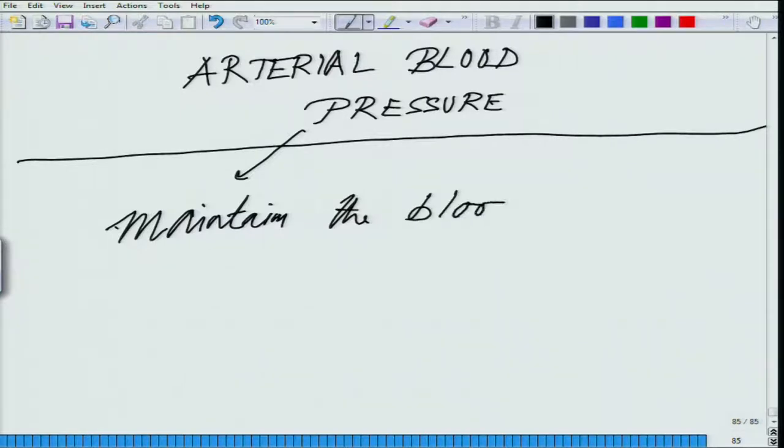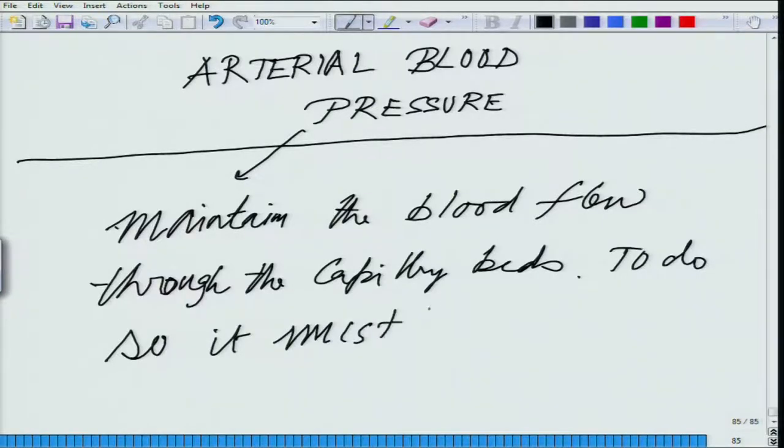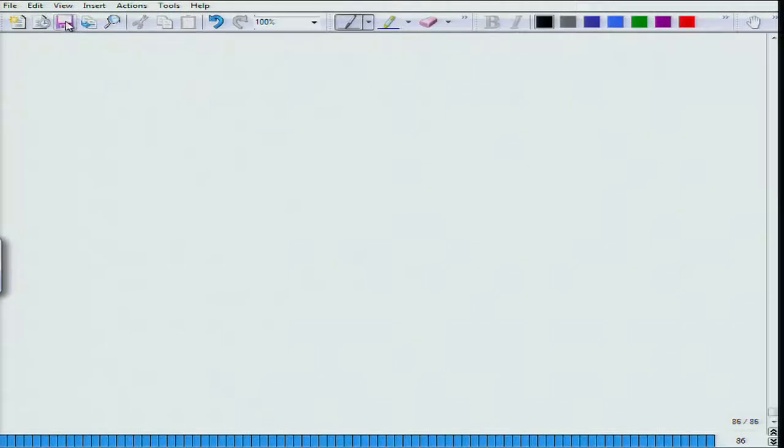Maintains the blood flow through the capillary beds, okay? And to do so, it must be enough. To do so, it must be greater than or more than the peripheral resistance. It has to be more, otherwise the arterial blood pressure cannot make blood flow through the capillaries. Okay.